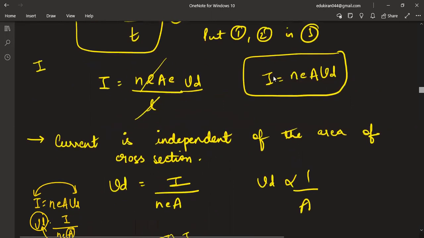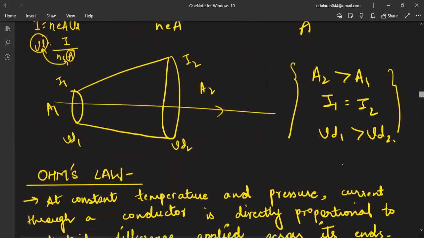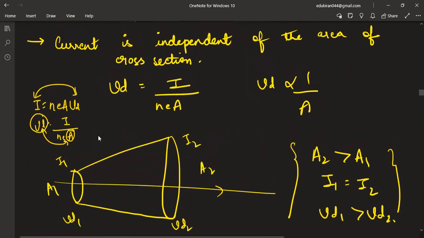Another important formula is this: I is equal to NEAVd, which connects the relationship between current and drift velocity. From here, it seems that current is directly proportional to drift velocity, but this isn't the case. Whatever amount of charges enter will be exactly the amount of charges that will leave. So is it depending upon their velocity? No, it's just depending upon the number of charges. So whatever is the diameter or area of the cross section, current is independent of it.